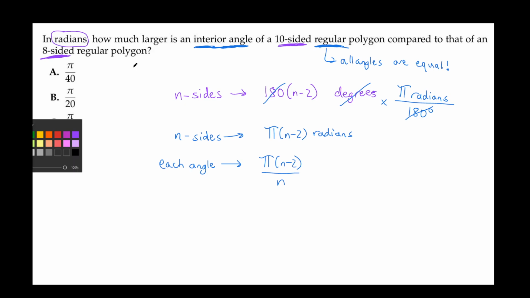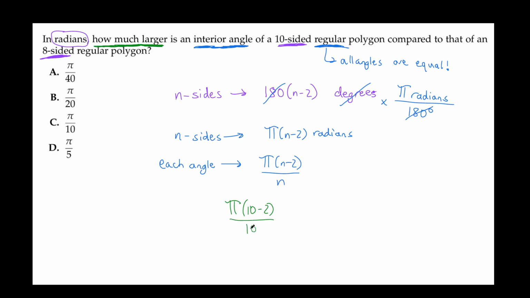If I want how much larger the interior angle of a 10-sided regular polygon is versus the 8-sided regular polygon, all I have to do now is plug in 10 into the first expression, subtract what happens when I plug in 8 to the second expression. A little bit of algebra, but this is definitely something that we could do. We get 8 pi over 10 minus 6 pi over 8.